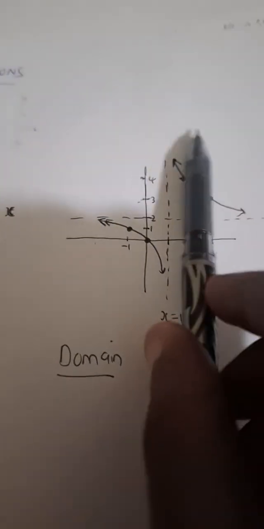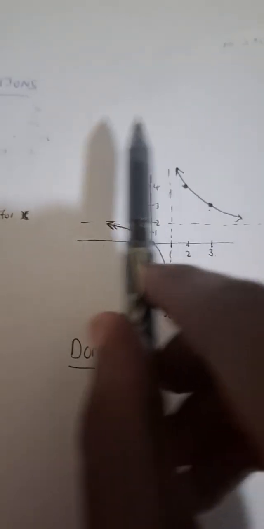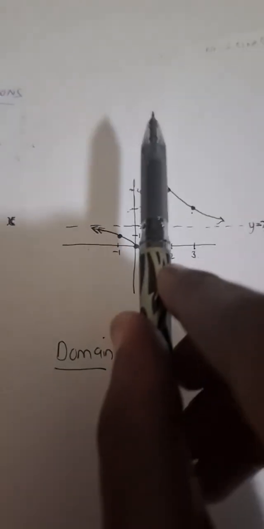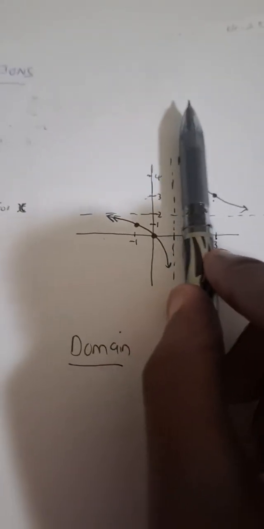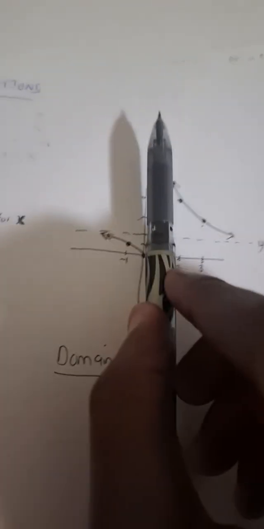So the function exists everywhere on the left hand side of the asymptote. But on the asymptote, the function doesn't exist. Then the function exists everywhere on the right hand side of the asymptote. Do you see that, guys? So here, that's where the function does not exist.